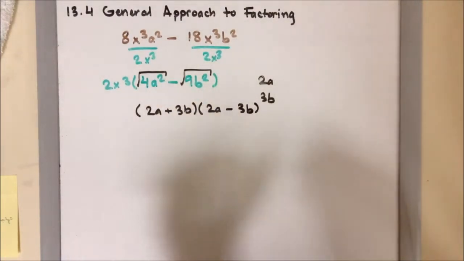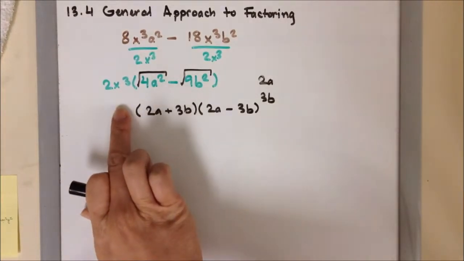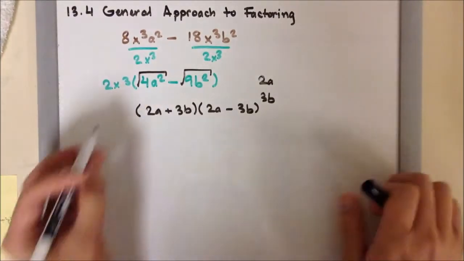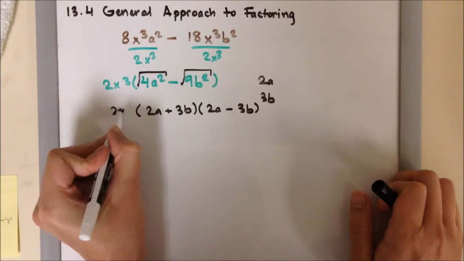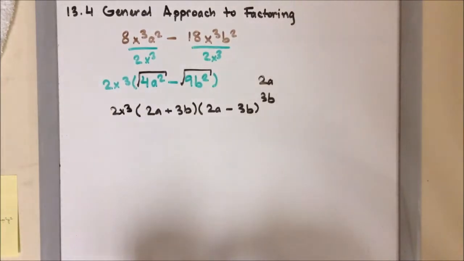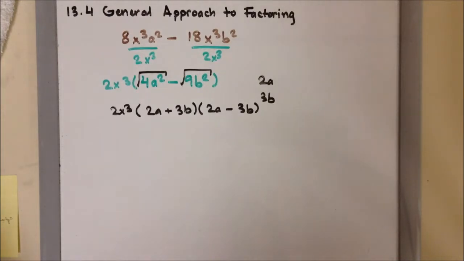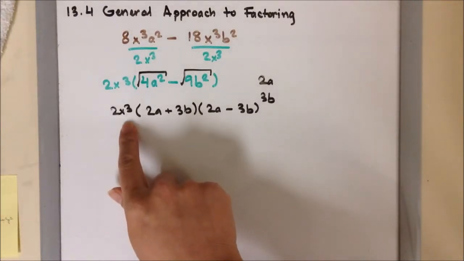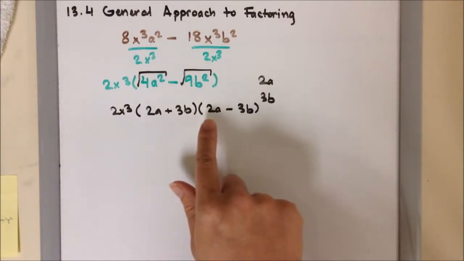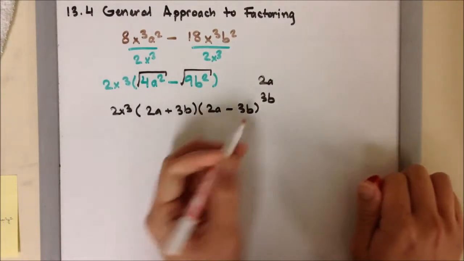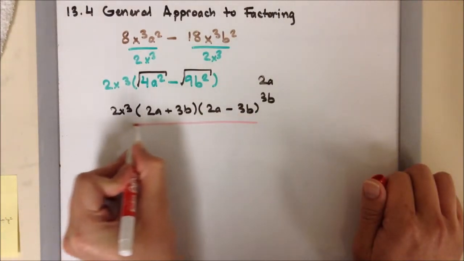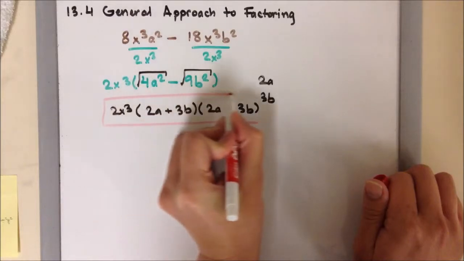and then close parenthesis. And then I'm going to bring down my greatest common factor, 2x to the third power. So this is my full answer, completely factored out. So 2x to the third times 2a plus 3b times 2a minus 3b. So this is our final answer.